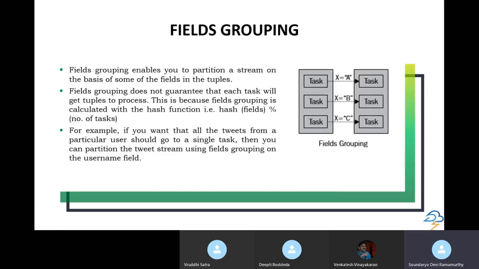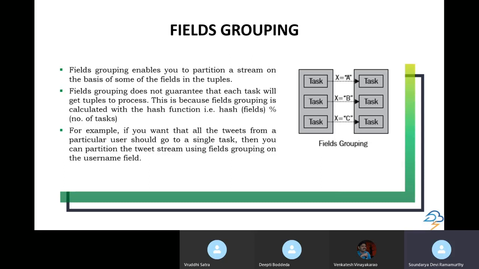So next is fields grouping. Fields grouping is used when we have to partition depending upon the value of a field in the stream. For example, the second one that I said, if we have to find distinct words and the count related to that, we have to ensure that all the words corresponding to word A in the document go to the same task in the target executor. That is the time fields grouping is used.